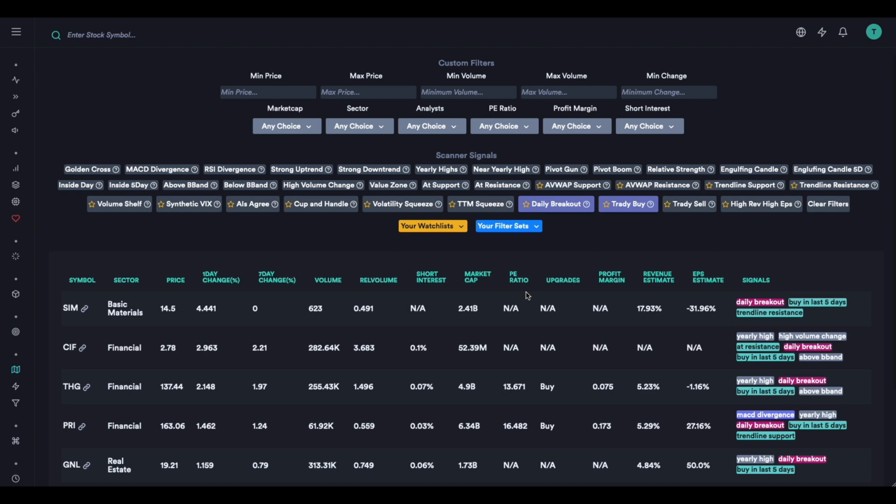So again, it's up to you to find the best set of filters for you. There are so many and we'll keep adding more, and so I'll just leave it to you to set the best set of filters and make really good trades.